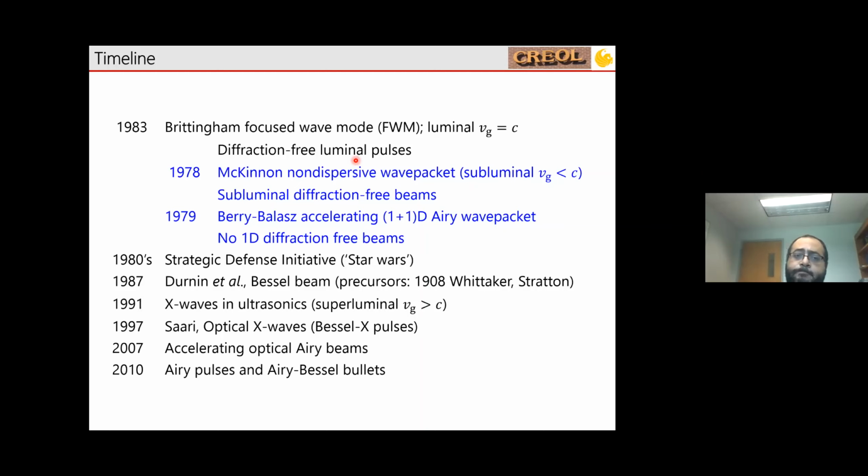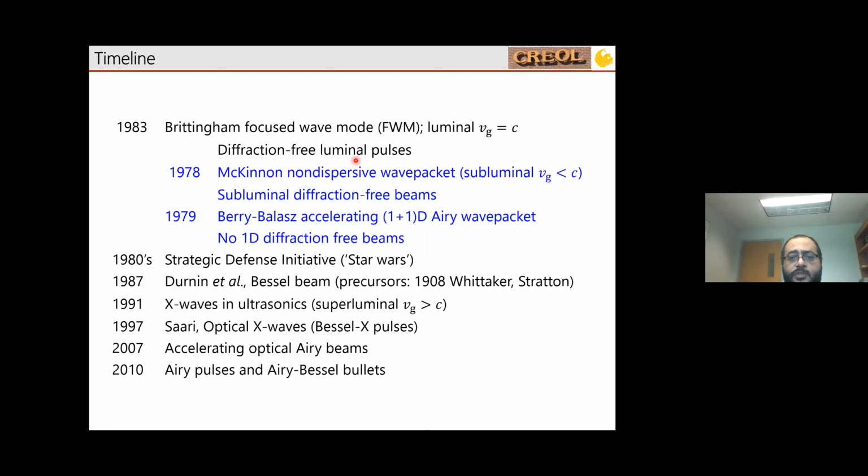Interestingly, in '87, as most of you know, Durnin and Eberly out in Rochester produced the Bessel beam, which is a monochromatic diffraction-free beam. And interestingly, the Bessel beam is the monochromatic limit of Brittingham's wave packet. So it's an interesting accident, probably an unfortunate accident in the history of optics, that the first diffraction-free pulse beam was developed before the first diffraction-free monochromatic beam.